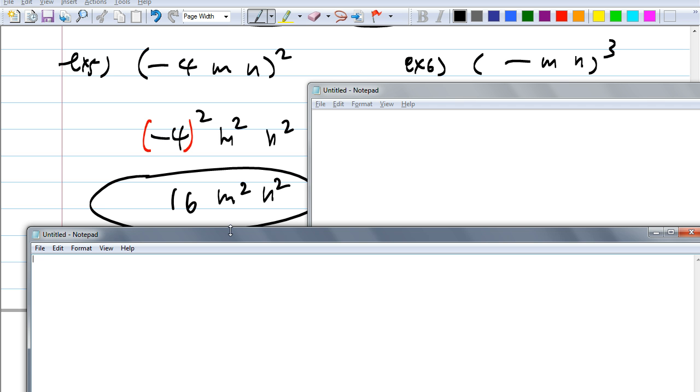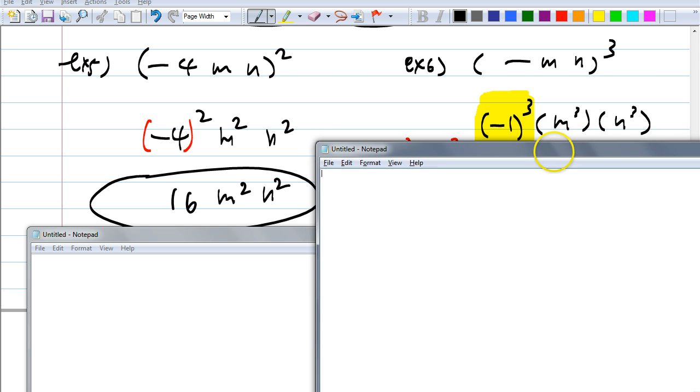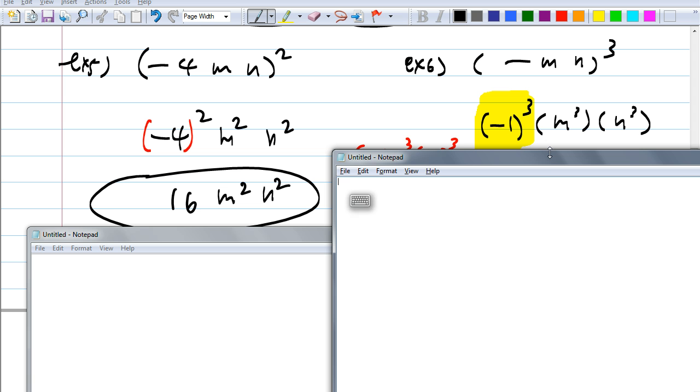Now, what about example 6? Who could tell me how to rewrite this now? Chemin, tell me what I write. Okay, you could do it that way. I actually wrote this negative as, what does that negative really mean? You could think of it as a coefficient, can't you, Audrey? What does it really mean? Negative 1. So could I write it this way? Negative 1 to the third, m to the third, n to the third.